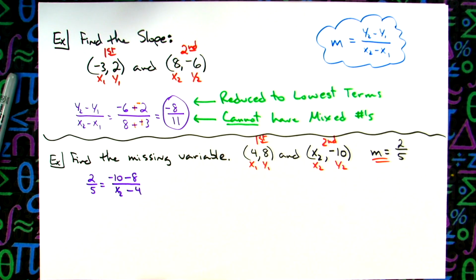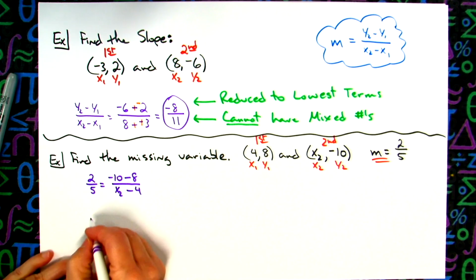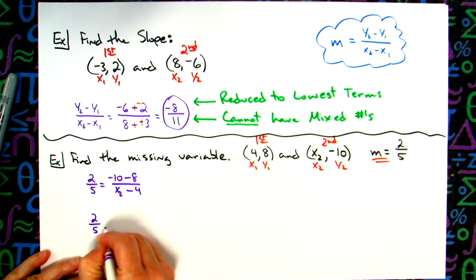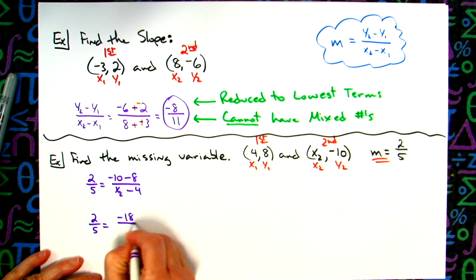Can I do a little bit of math on the top there? Can I do negative 10 minus 8? Yeah, that's negative 18. So then I would have 2/5 equals negative 18 over x sub 2 minus 4.